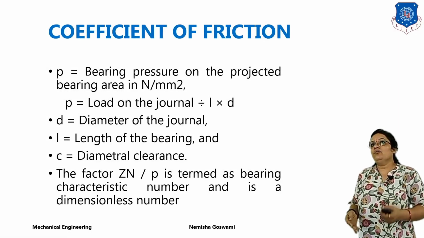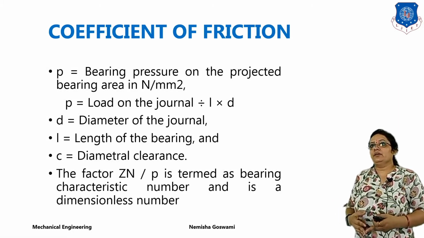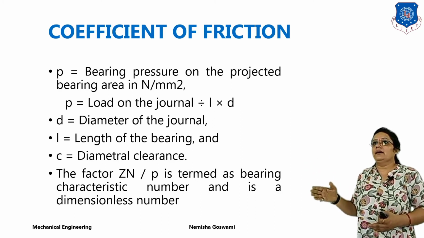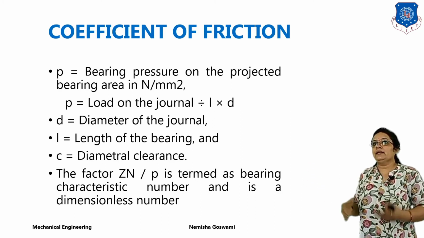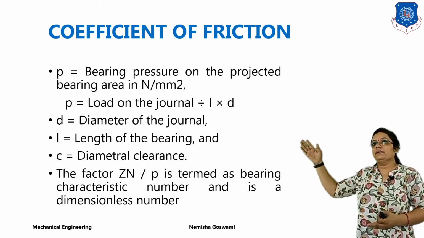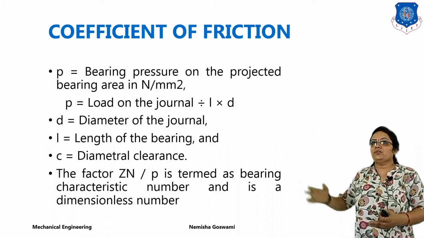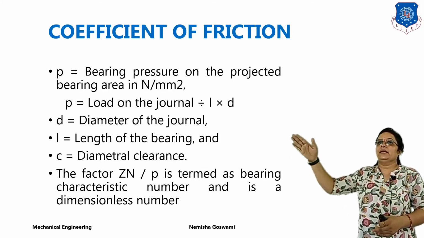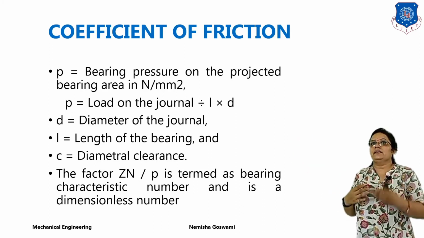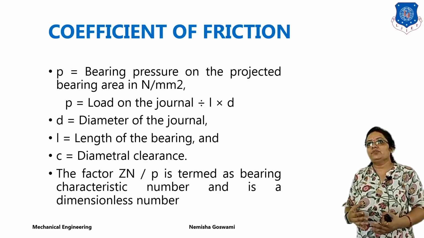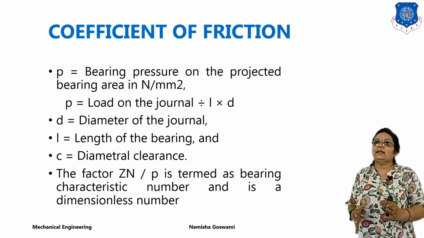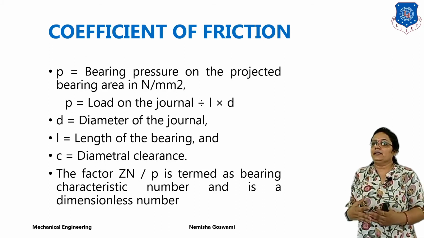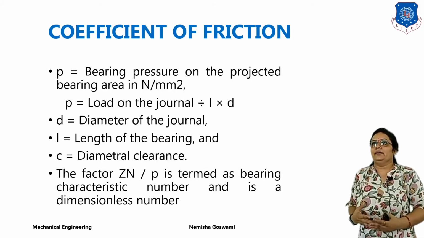Next is how to find out bearing pressure. I have already explained it. It is given by the bearing pressure on projected bearing area, so it is equal to the load on the journal, that is, how much load will be applied on the journal, divided by the projected area. Projected area is equal to L into D. So what is projected area? Projected area is that area which actually comes in contact with each other. So that is known as your projected area.